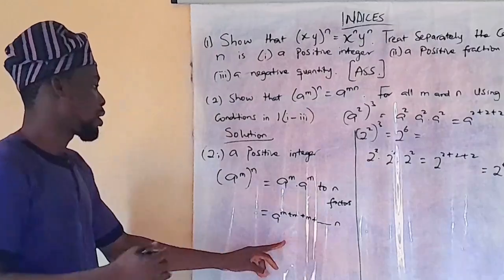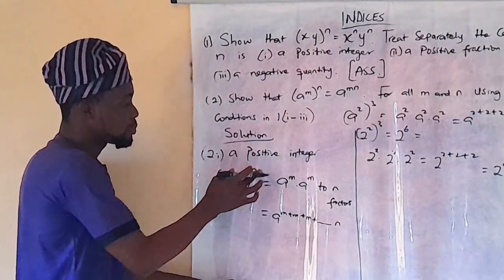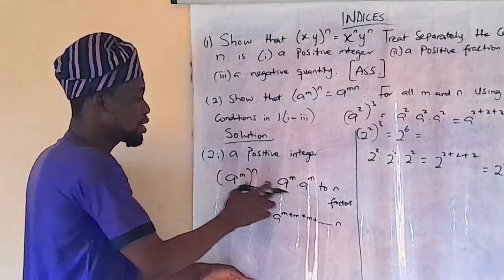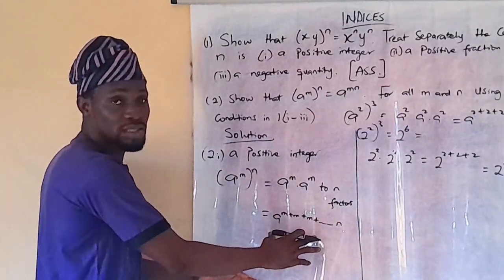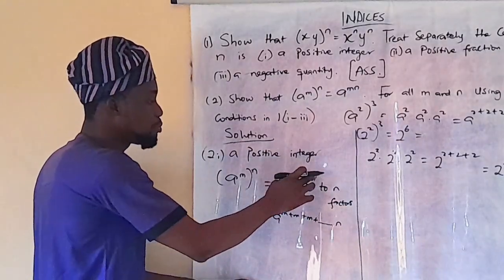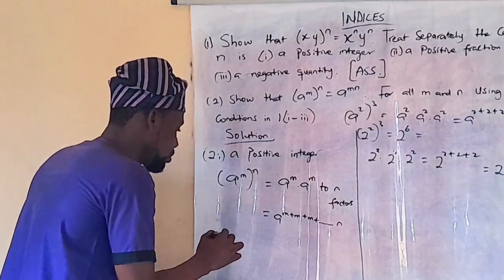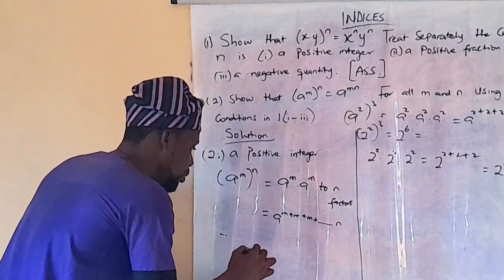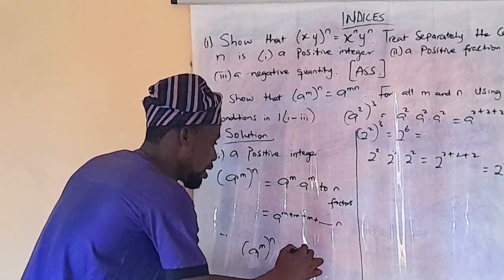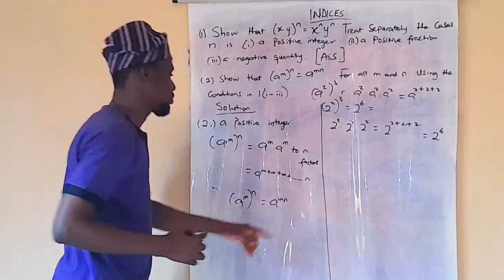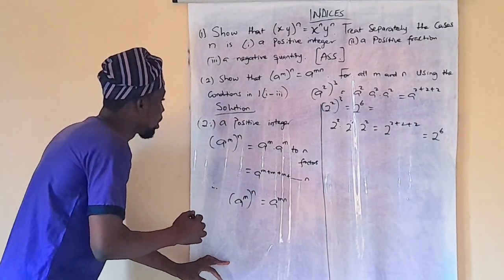Now, moving on from where I stopped. Since I can say a raised power m, raised power n is the same thing as a raised power m times a raised power m to the n factor, this is now the same thing as a raised power m plus m, all to n. So therefore, I can now say that a raised power m, raised power n equals a raised power mn. Write that down. As simple as that. So, that's for the first one.